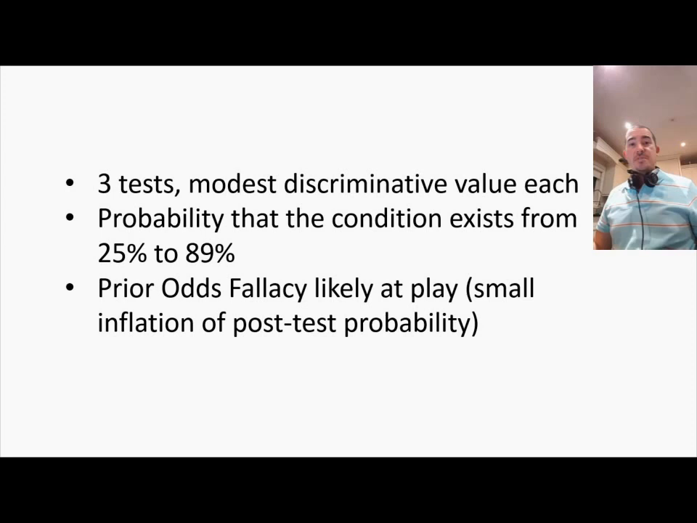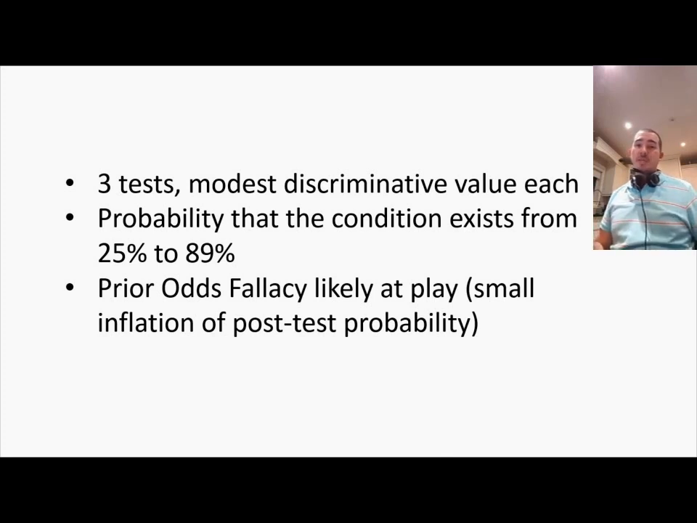So what I've just shown you here is that, again, with 3 tests, this is where my triangulation comes from. This one says yes, this one says yes, and this one says yes. Even if they had fairly modest discriminative validity, the probability that my condition exists went from 25% to about 89%.